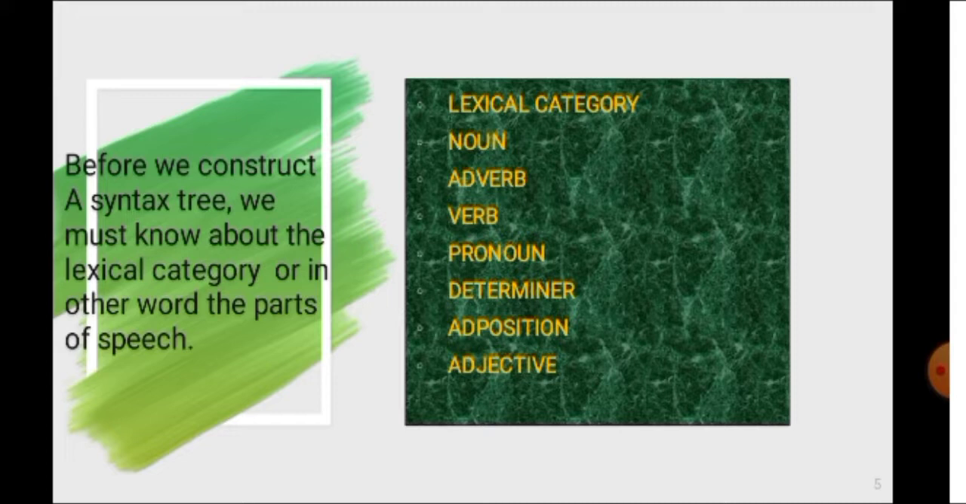Determiner is a word placed before the noun to specify the quantity. Adposition is a cover term for prepositions and postpositions. And lastly, adjective is a word that describes a noun. The lexical category is important in understanding the sentence. Understanding lexical categories is important to draw a tree diagram.